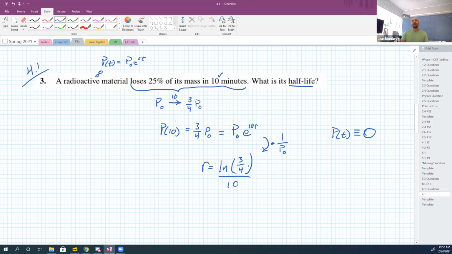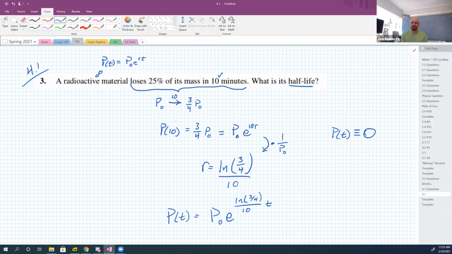Okay, then what do I do with that? Well, I'm going to plug that into my model, right? So I'm going to get P of T is P0 e raised to this kind of horrible little number times T. Okay, great. I'm done, right?